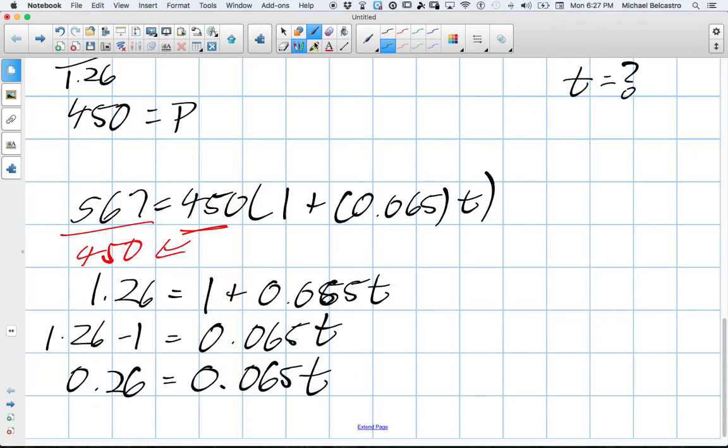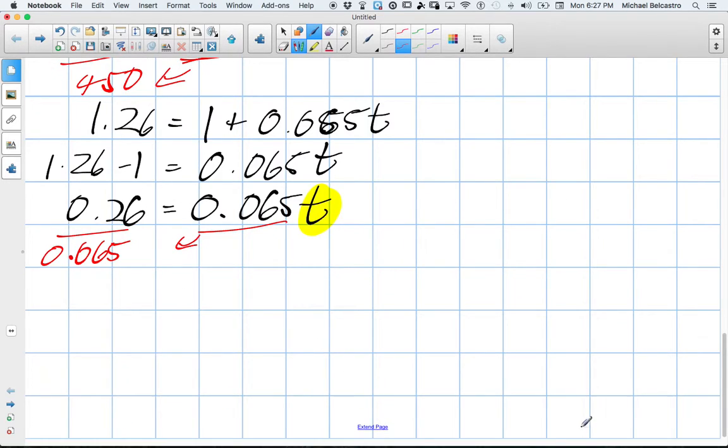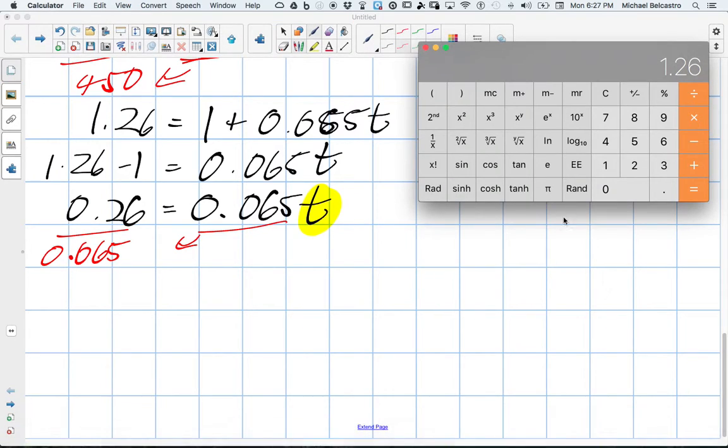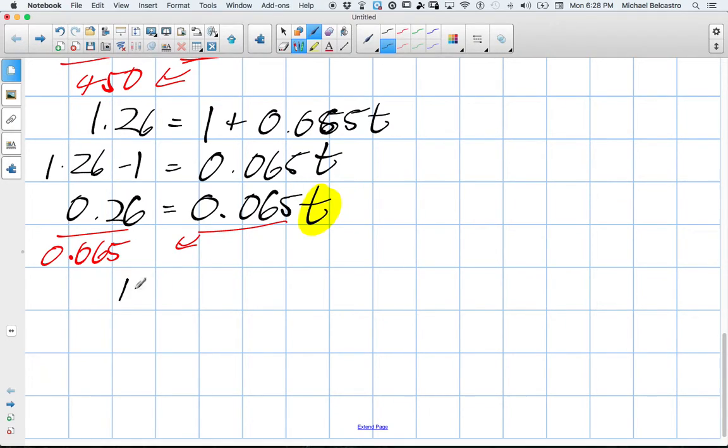We still have to isolate for t, so we divide. We bring over this 0.065, and in order to do that, we divide by it. We should end up with 4, assuming everything's done correctly. So 0.26 divided by 0.065 is 4. Perfect. That's the exact amount of time that we said we should have from above.